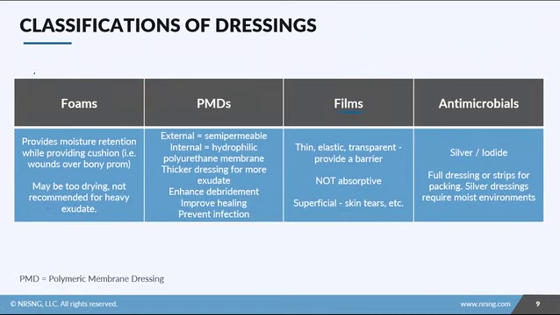So foam dressings, as you can imagine, if you have a sheet of foam, are highly absorptive. So they absorb a ton of moisture into the foam itself. So the benefit of a foam dressing is that you get that moisture retention while also providing cushion. So foam dressings are fantastic for wounds over bony prominences like pressure ulcers. The only problem with foam dressings is they could potentially be too drying, so they're not recommended for heavy exudate wounds. Now, PMDs, which stands for polymeric membrane dressings, have a semi-permeable external membrane and a hydrophilic polyurethane internal membrane.